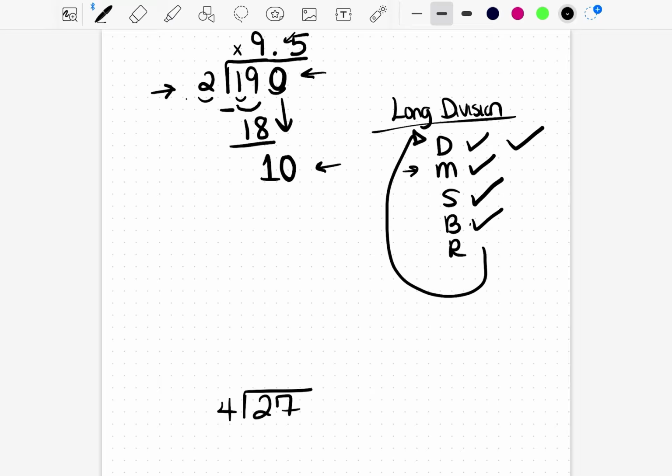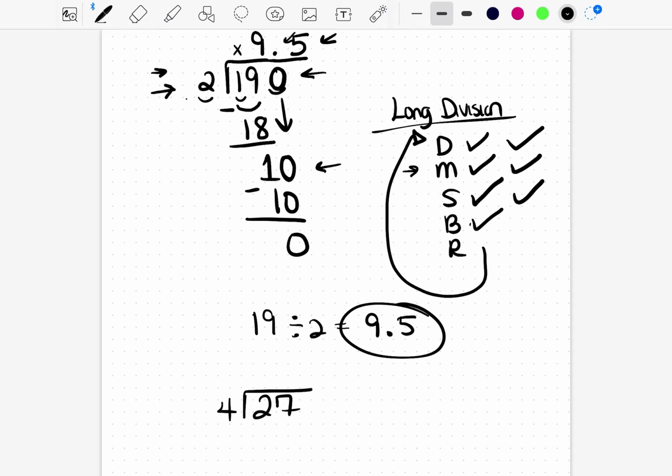So we divide, then we multiply. We multiply whatever we put on top of the bar times whatever's on the side of the bar. 5 times 2 is 10, so we go ahead and put it under the 10 that we just got. The next step is to subtract. 10 minus 10 is 0. There's nothing more to bring down. We have our answer. 19 divided by 2 is equal to 9.5.